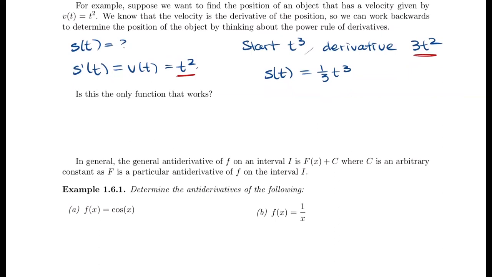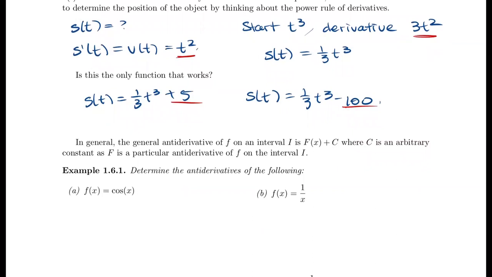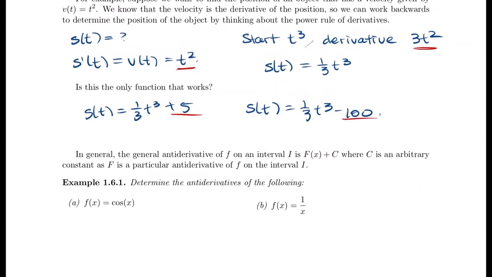And the next part here asks, is this the only function that works? The answer is no. Because you could also have a position function, s of t, that is 5 units above where it's actually starting. Or you could have another position that starts maybe 100 units below where it's supposed to start. So you could have multiple types of constants at the end of the antiderivative. In general, the general antiderivative of a function f on the interval I is F of x plus c, where c is an arbitrary constant of a particular antiderivative F of f on the interval I.